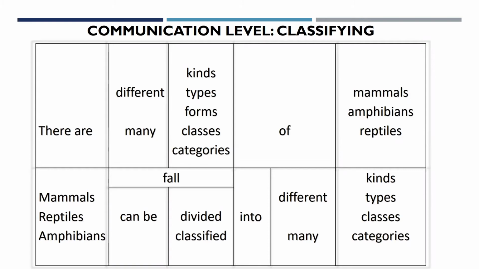For example, there are many kinds, types, forms, or there are many classes of mammals, or there are many categories of reptiles. Another possibility would be mammals can be divided into different categories, or amphibians fall into many categories.